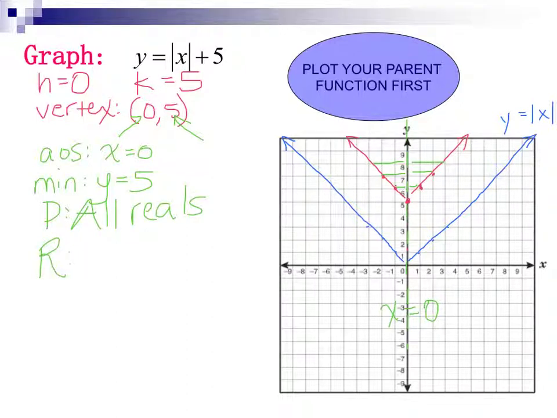Our range, however, is the one that's going to change. Your range is your values on the y-axis. So here, if you notice, I don't have anything below 5. Okay, so here's my 5. I have nothing below that. So my range is going to be everything above 5. So I will write that as y is greater than or equal to 5, and it can be equal because I actually do have that point on 5.